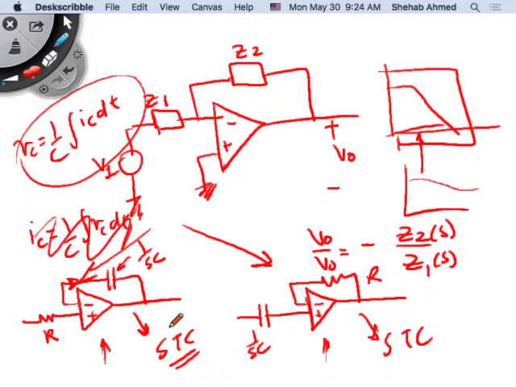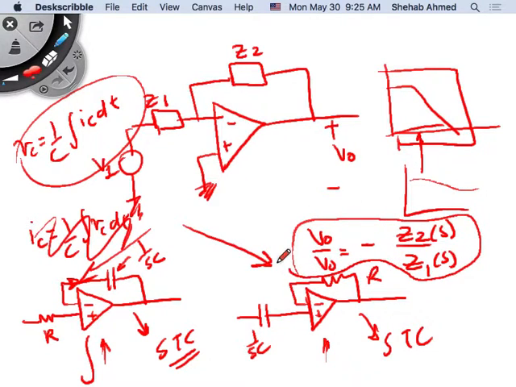Sorry, go ahead, Ahmed. Sorry, is this an integrator or differentiator, or the same? No, this is an integrator, and this is a differentiator. Right? But they're both an inverting amplifier. You both start from here. It's just that one of them had Z2 equal 1 over SC. The other had Z2 equals R. One of them had Z1 R, the other had Z2 1 over SC.